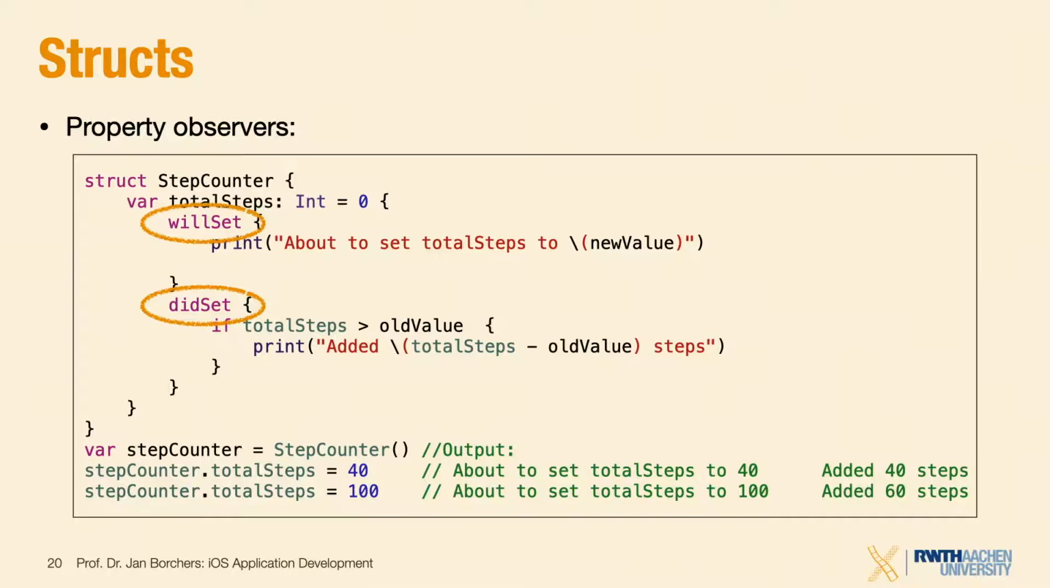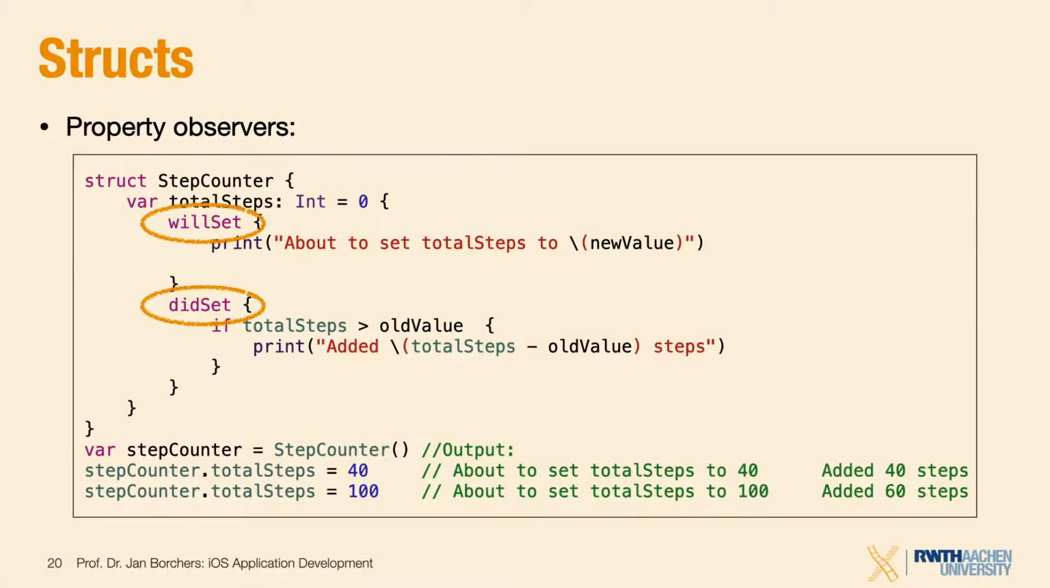Now, another thing that you can do with properties is observe their change. This seems like an exotic feature, but once you get into writing code using these, especially code that changes data structures around, this becomes very useful. So let's say we've got a step counter here. It's got a variable of total steps. It's an integer, initialized to 0, and it also has something behind it.